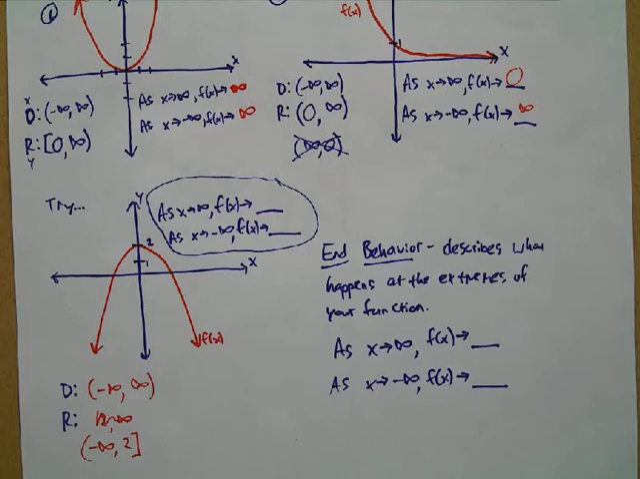Okay, same thing here. So now we're not going to the right, we're going to the left. We get this arrow, and it's going to keep going to the left, but it's also going down. So then what's our y value?